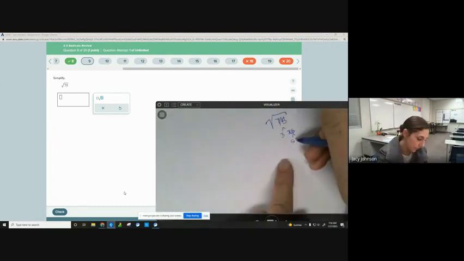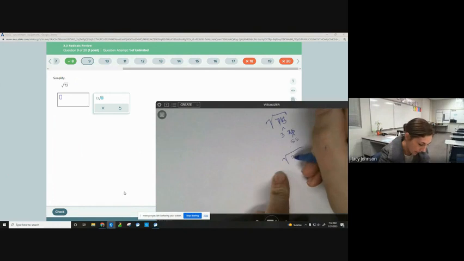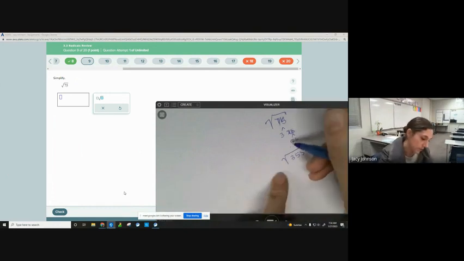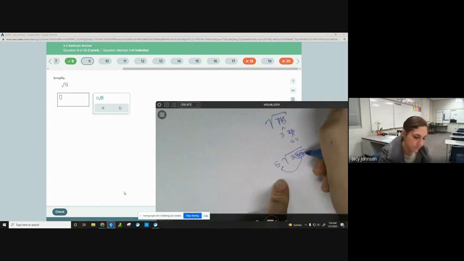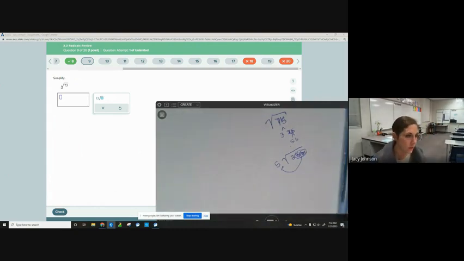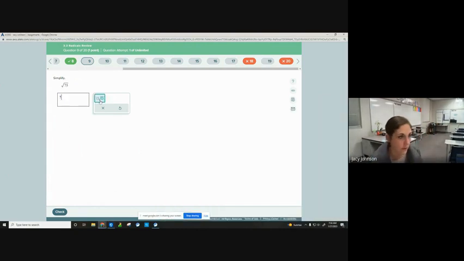I'm going to rewrite my radical. It is a combination of those factors, so 3, 5, and 5. I circle my pair, and it comes out, so I have a 5 on the outside and a 3 left on the inside. So 5, radical 3.